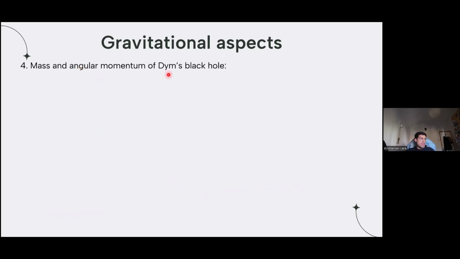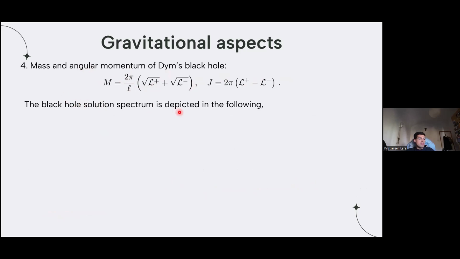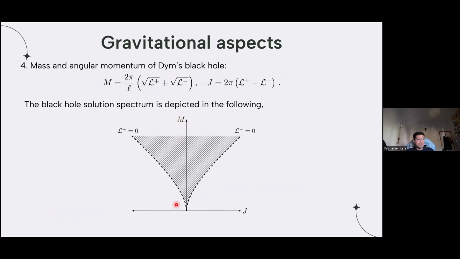Regarding the mass and angular momenta of the DIM black hole, I calculated them before, and they are given by this expression. The black hole solution spectra is divided in the following phase space portrait, as you can see here. Extremal configurations are not permissible within the zero mode solution, and this is what the dashed lines stand for. So basically, our black hole lives inside this area.